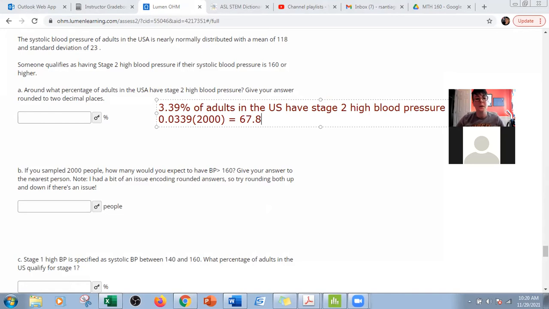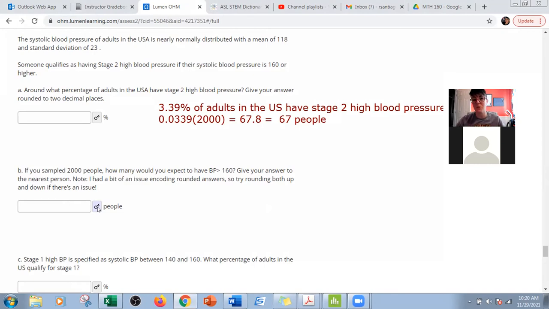And then it says to give your answer to the nearest person. Because I don't have 68 people, I would say 67 people. Oh, you can round it to 68, because it's 8. They would accept 68. Okay. I have a feeling that if you put 67 or 68 it would accept.